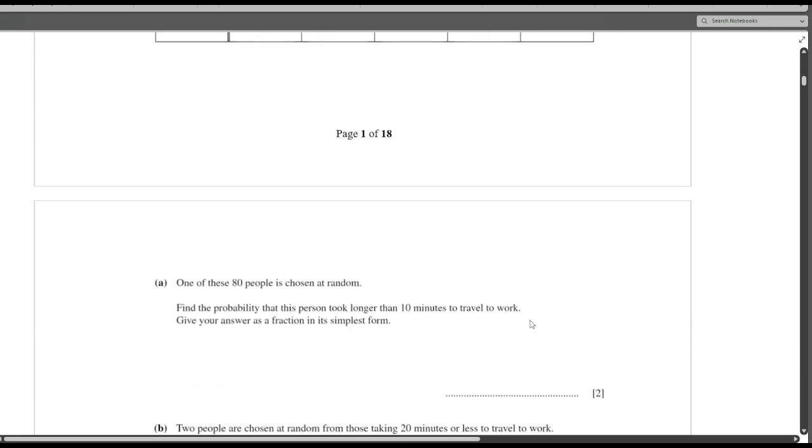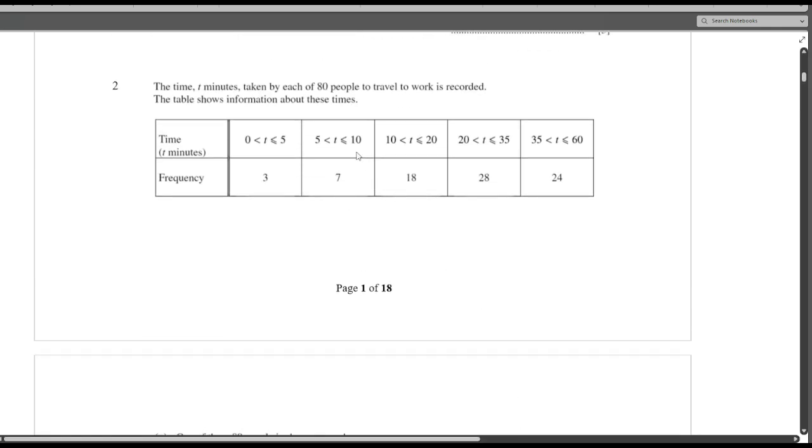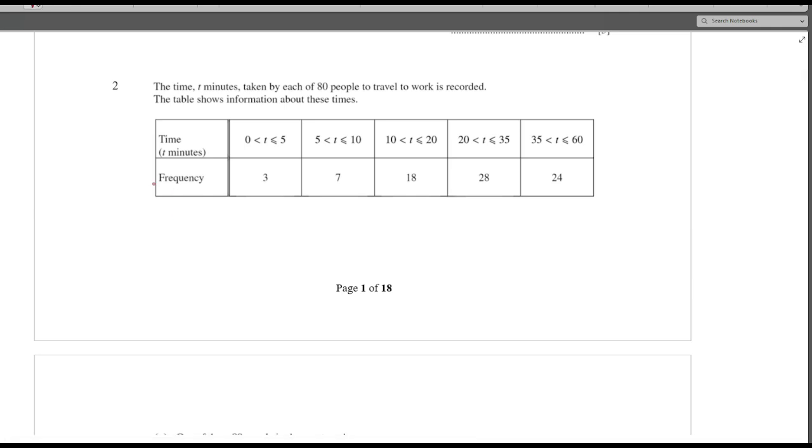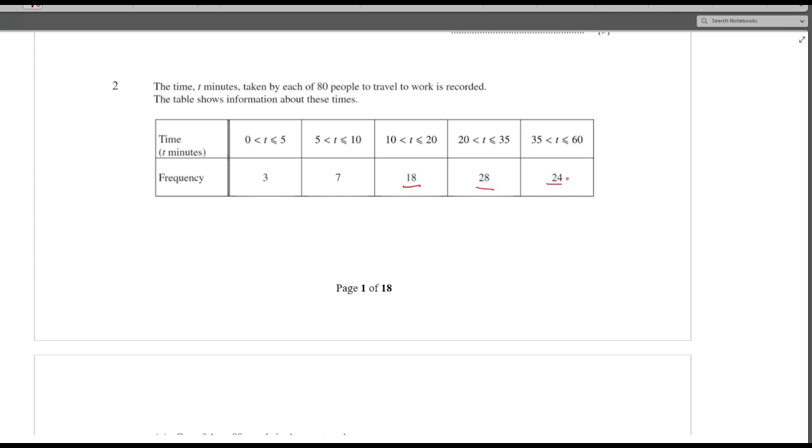Now the question is, one of these 80 people is chosen at random. Find the probability that this person took longer than 10 minutes to travel to work. Give your answer as a fraction in its simplest form. Now let us see here. The number of people who took longer than 10 minutes are these: 18, 28 and 24. So let us add these 18, 28 and 24. The result is 70.